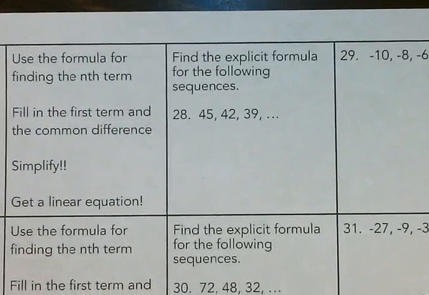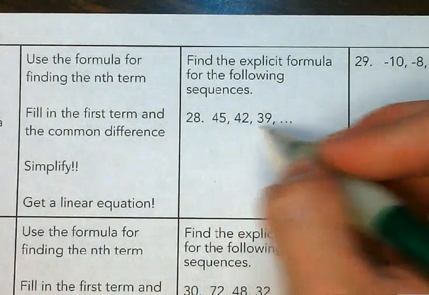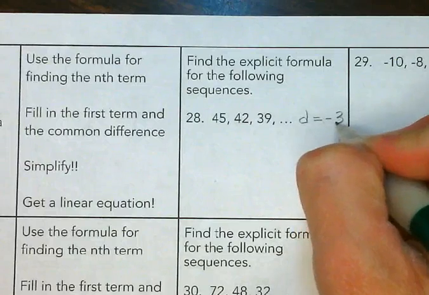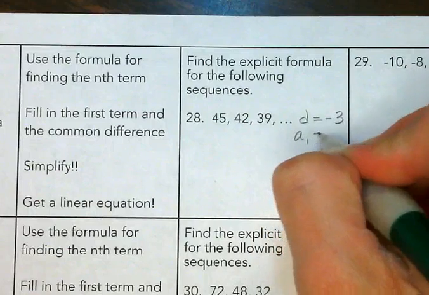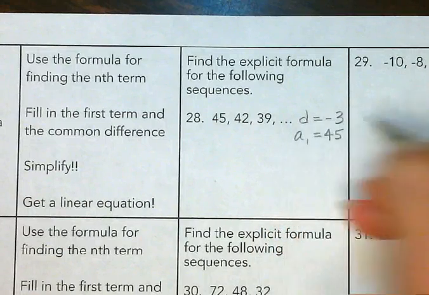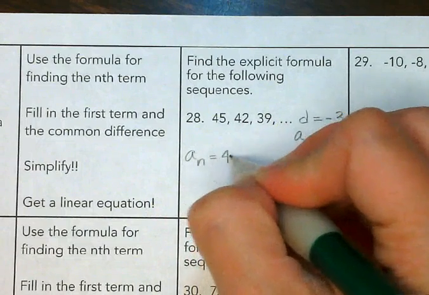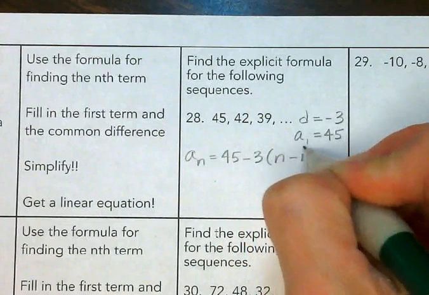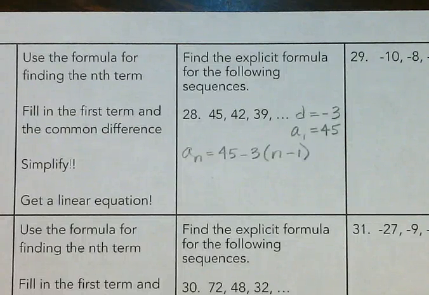All right, so number 28. Find the explicit formula for the following sequence. So first thing I'm going to notice is that the d is minus 3. So I'm subtracting 3 each time, and the first term is 45. So I'm going to use the nth term formula. So 45 minus 3 and minus 1. And the reason why I can't fill in the n is they didn't give me a specific term to find. So that's how I know it's going to be a formula.